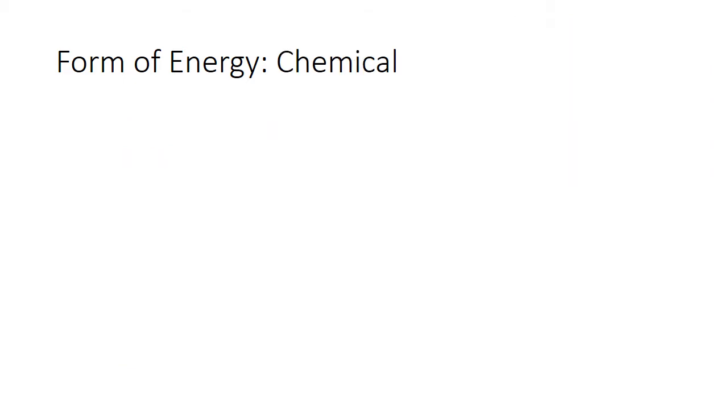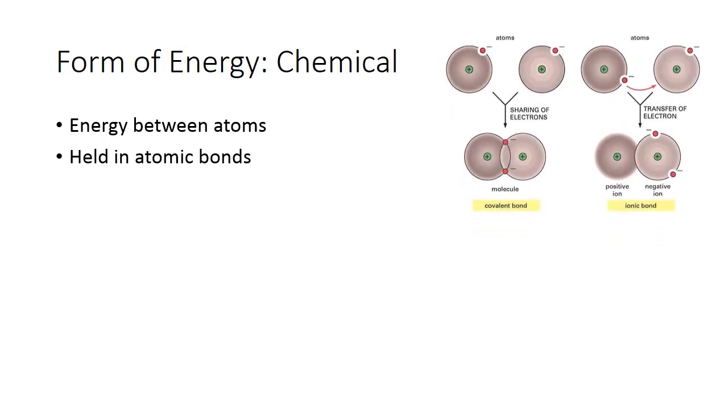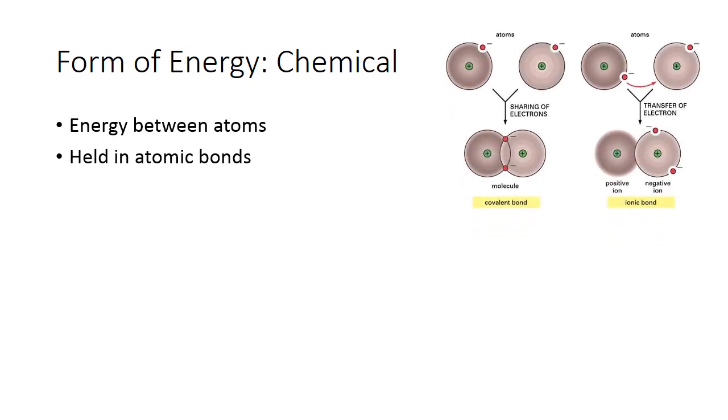Chemical energy. That's pretty easy to understand. We need energy between atoms. As you remember from when you took chemistry, we're talking about energy held in atomic bonds. You remember the bonds. You can see on the right-hand side, there's the covalent bond where it's sharing the electrons. And there's the ionic bond where it's transferring the electrons. Well, when you break those bonds, there's energy being held there. And you can get that energy back by breaking those bonds. And when you get that energy back, that's chemical energy.